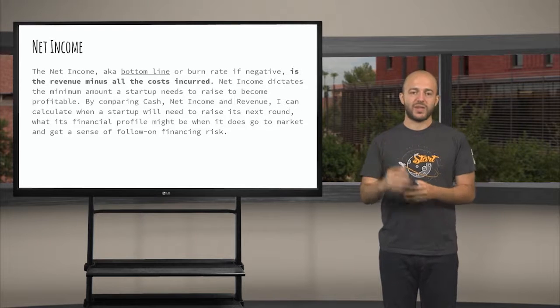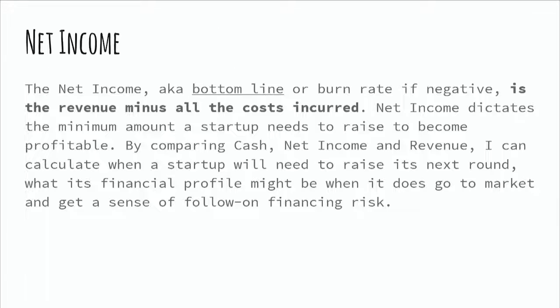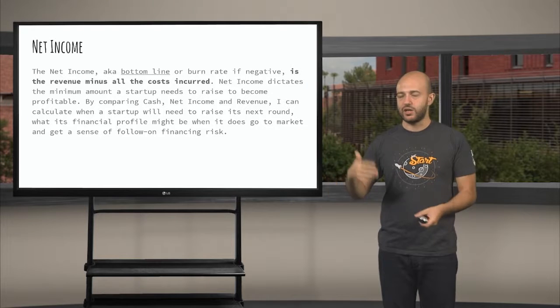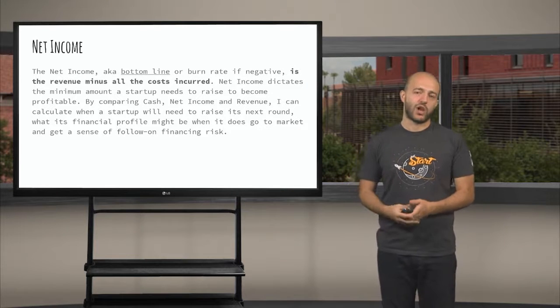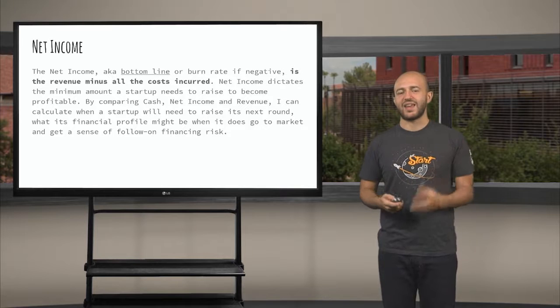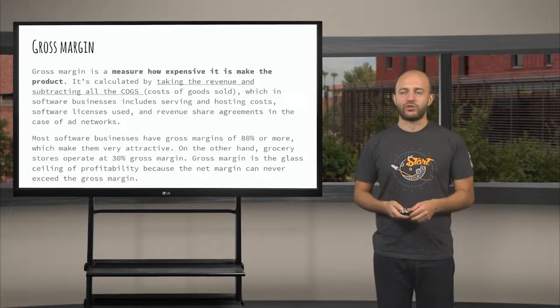So the net income is basically the revenue minus all the costs incurred. So it's basically your net. So how is that net going to change? As your revenue increases, are your expenses also increasing at the same rate so that your net income is not increasing, and maybe you're still generating some losses? Those are some things that a net income statement will allow us to get.